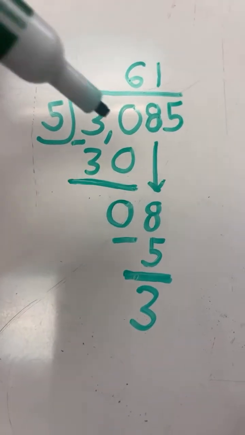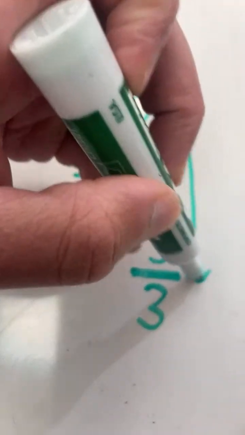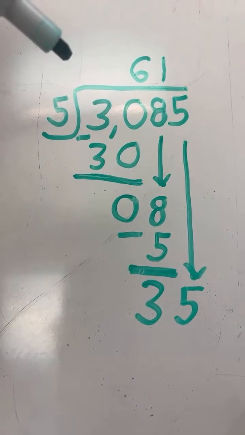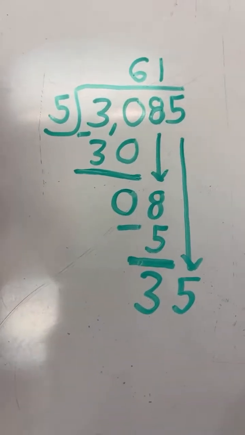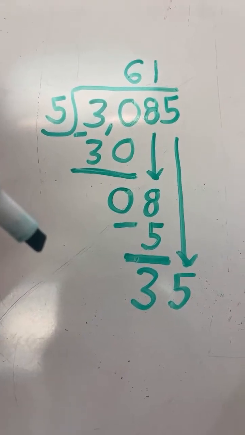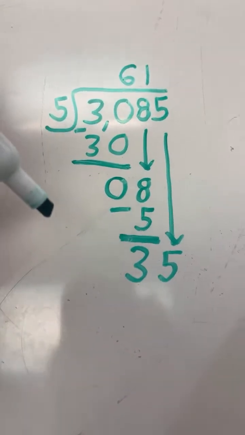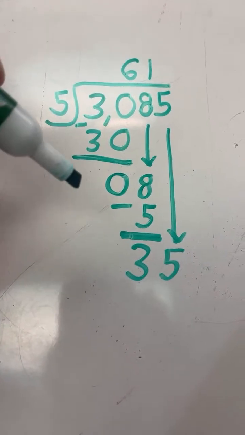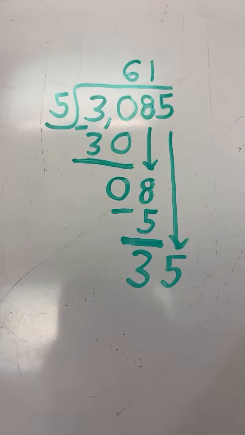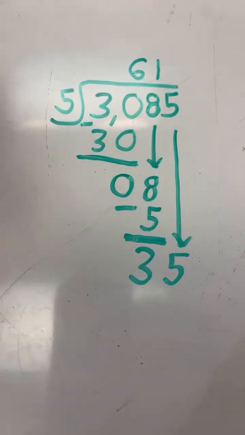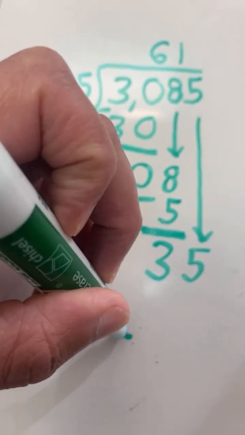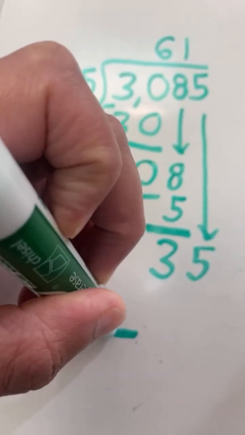Now the final step is we bring down the 5. Now that 3 becomes 35. So now we got to figure out how many groups of 5 go into 35. Again, if you already know what 35 divided by 5 is, you do not need to skip count. But for the students that don't know, a way to figure that out is to count by 5s. See how many groups of 5 go into 35.